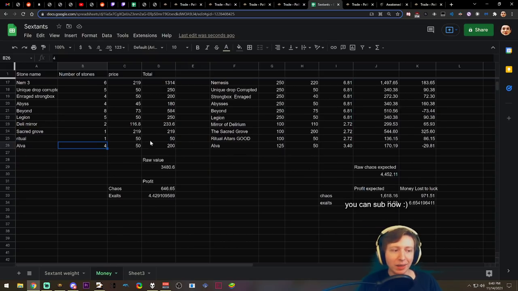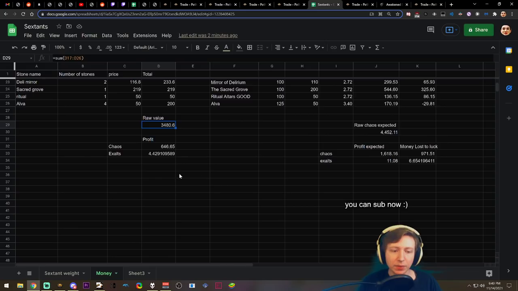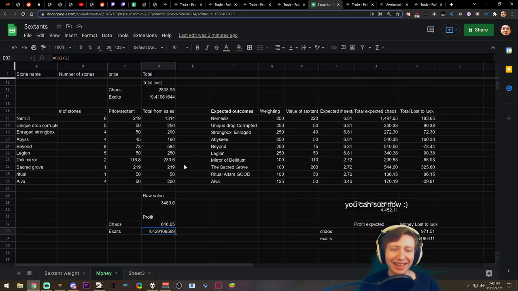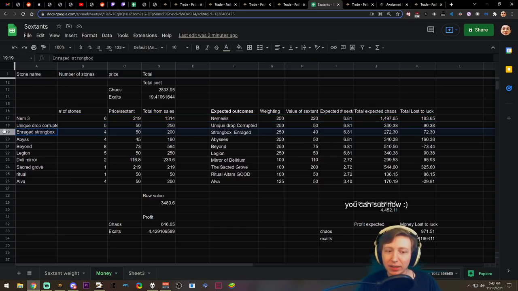The raw value that I obtained from rolling all these Watchstones was 3,480 chaos, which is really nice. I made a profit of 646, so about 4.4x profit. That's pretty good. The thing is, my expected profit should be much higher, and I've documented this to the right here. So the expected outcomes, based on the weighting and the value of the sextant. I should have gotten about 6.8 Nemesis. Maybe it should have been 7, but I got 6. That's about expected. Unique monsters was supposed to be about 6.8, more towards 7, so a little unlucky there.